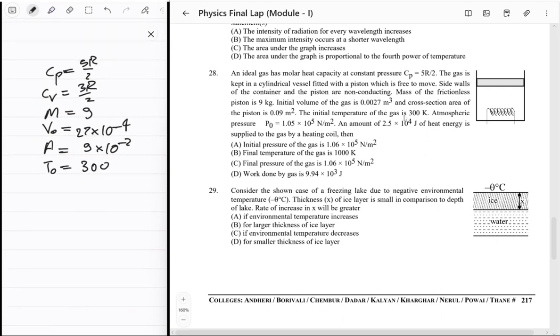The initial temperature of the gas, T naught, is 300 kelvin. Atmospheric pressure P naught doesn't matter for us. And this much heat energy is supplied to the gas by a heating coil, so Q is equal to 25 times 10 power something. Then the initial pressure of the gas we can find, which is what?